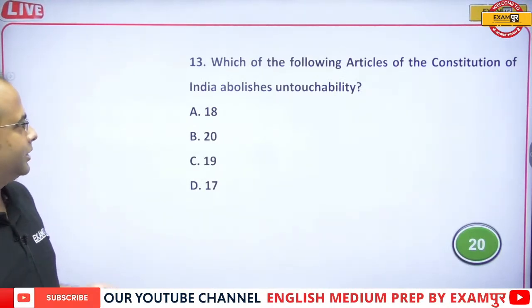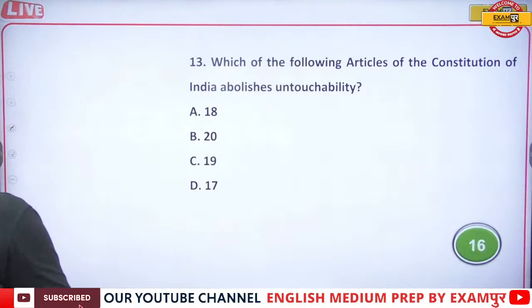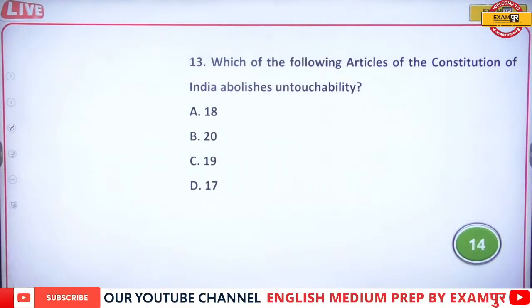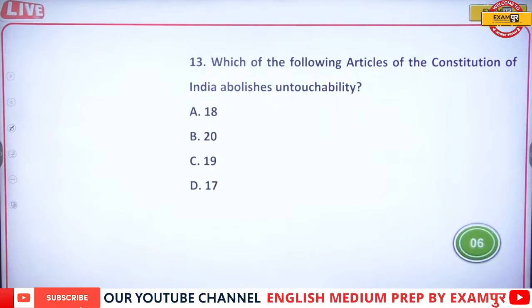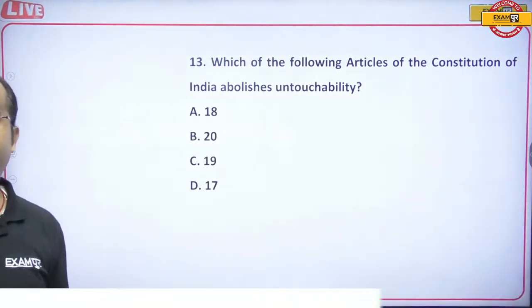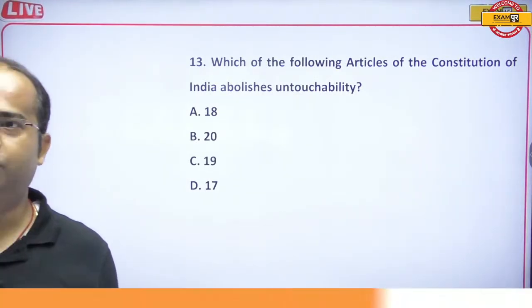Now come to the next question. That's an easy question for you all. Sometimes a typical question is succeeded by an easy one, so that again you can gain your confidence and start answering the questions properly. Next is which article of the constitution abolishes untouchability? Very easy question. Abolition of untouchability, that is a very easy question to answer, guys.